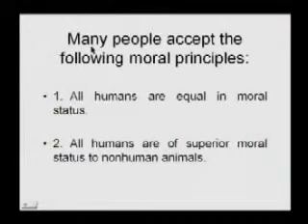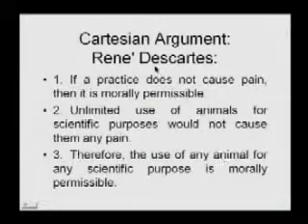So first, we make the general statement. Many people accept the following moral principles. All humans are equal in moral status. All humans are of superior moral status to non-human animals. And the Cartesian argument by René Descartes is stated as a syllogism with 3 statements.